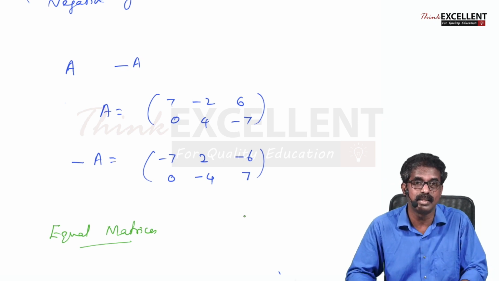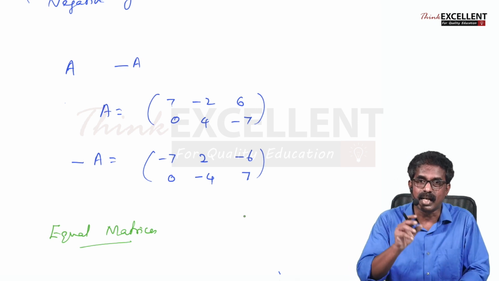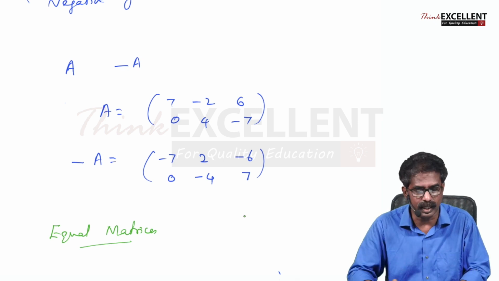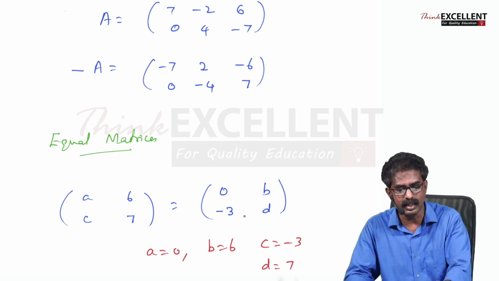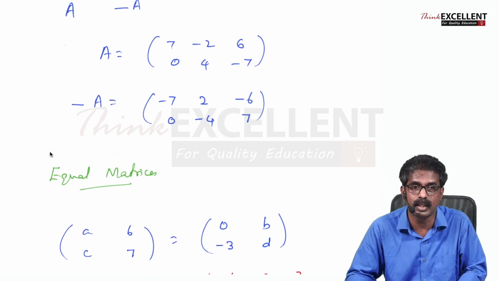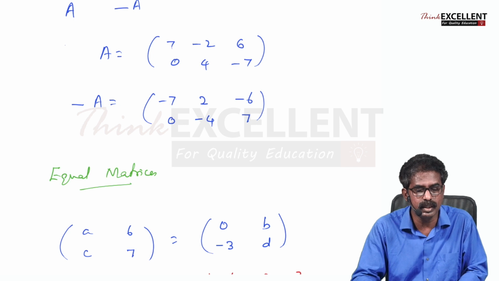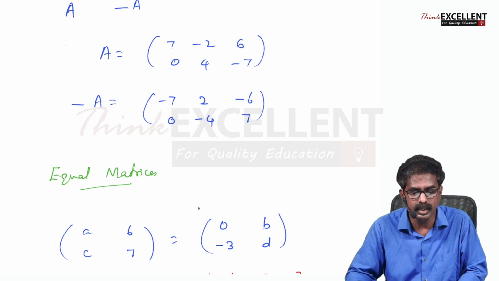So if two matrices are equal, they have to satisfy two conditions. What are the two conditions? First, their orders must be the same. And the second condition, the corresponding elements are equal, right? Then you can say the two matrices are equal. See, here they have given two matrices with some unknowns. What are the unknowns here? A, C, here B, D, right? And they said both the matrices are equal.